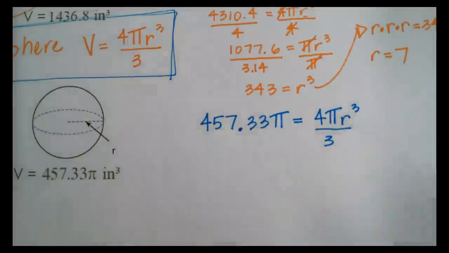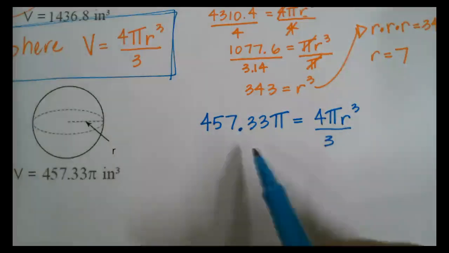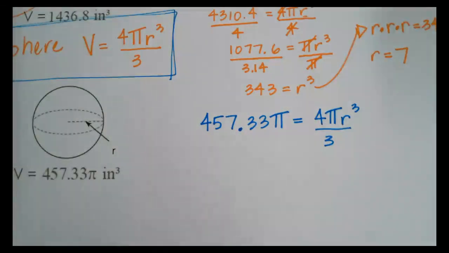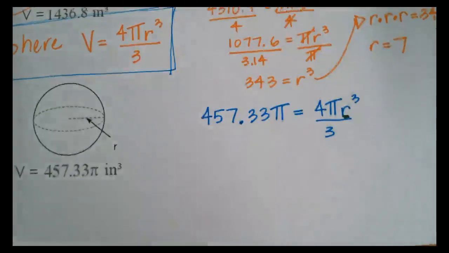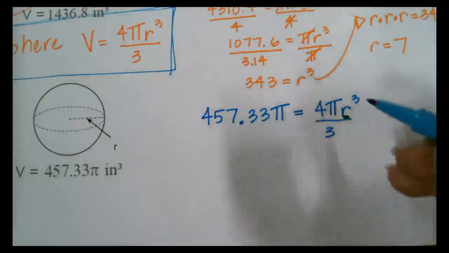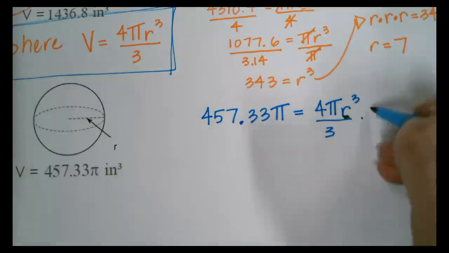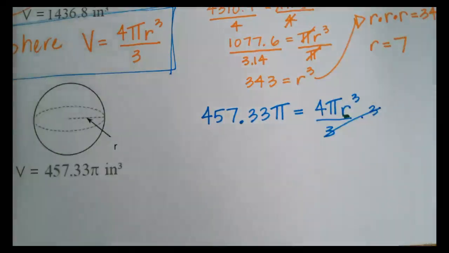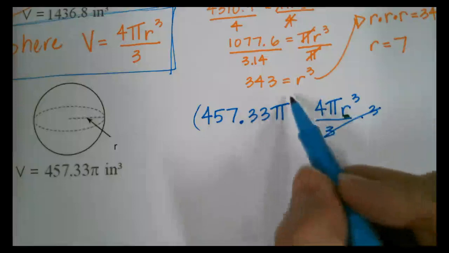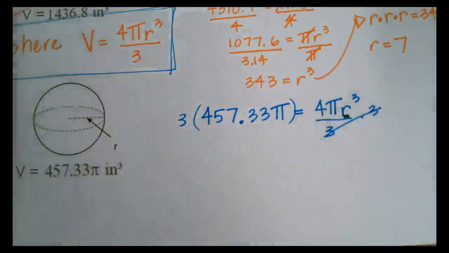So very similar to the last question. We don't know what r is, so that's what we're trying to figure out. So we need to get the r by itself, which means we need to undo all this other stuff, and we always solve equations by doing the opposite. So first thing I'm going to do, opposite of dividing by 3 would be multiplying by 3, so that cancels. So I'm going to come over here and multiply this side by 3.